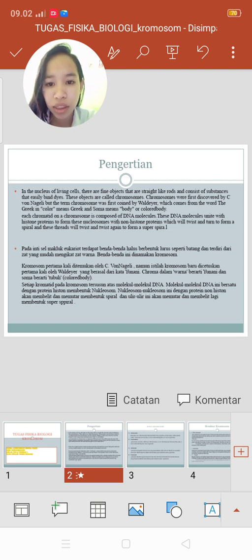Each chromatid on the chromosome is composed of DNA molecules. The DNA molecules, together with histone protein, form nucleosomes. With non-histone protein, these will twist and turn to form a spiral, and the spiral will twist again to form a superspiral.